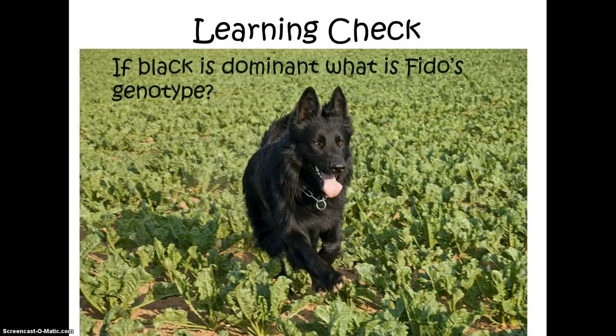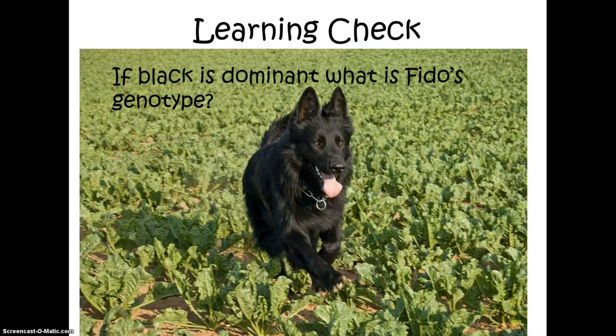Okay, so learning check. If black is dominant, what is Fido's genotype? Okay, so I suggest whenever you hit a genetics question where you're asked to determine genotype, you write off to the side somewhere, you've got to have a key. So we're told that black is dominant. Dominant is a capital letter, so big B is going to be black. Little b is, let's just say, white.